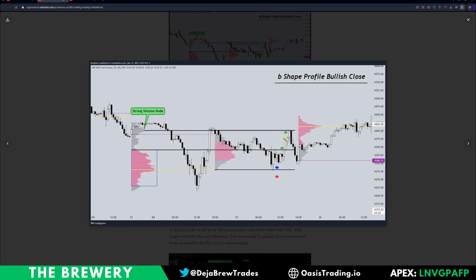So here's the example of how you could have traded that as a POC trade. This would have been the value area high trade, which would have been stopped out. And that would have been the POC trade.